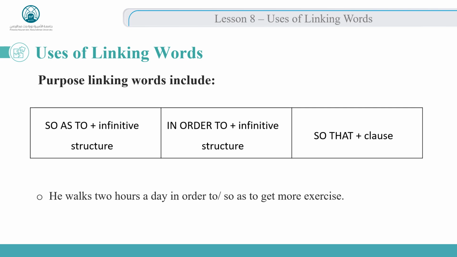Let's have an example. He walks 2 hours a day in order to get more exercise. He walks 2 hours a day so as to get more exercise. Let's use so that. He walks 2 hours a day so that he can get more exercise. So here note that after so that we have to use a whole clause.